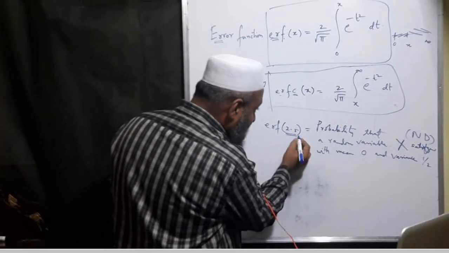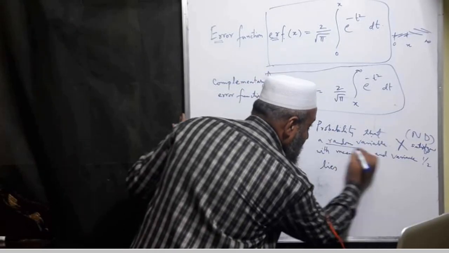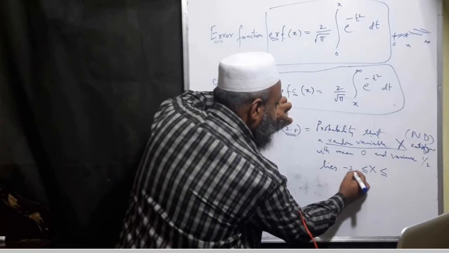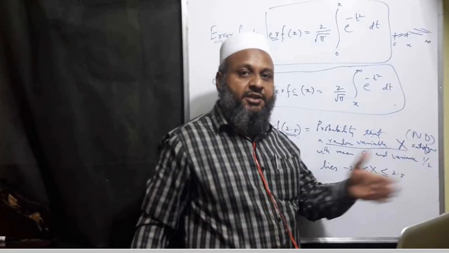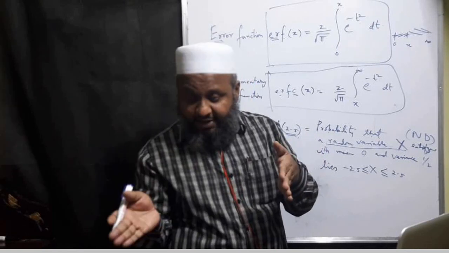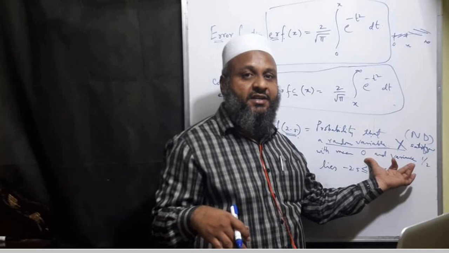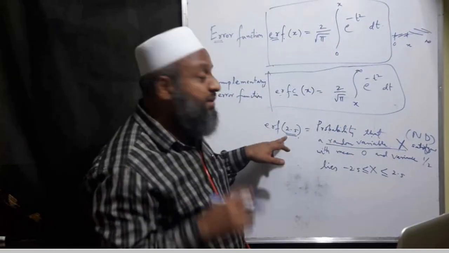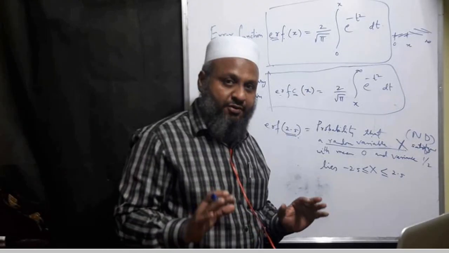this particular 2.5 now, lies between minus 2.5 and plus 2.5. If X is satisfying a normal distribution, then X may be lying between minus infinity and plus infinity. What is the probability that it will lie between minus 2.5 and plus 2.5 under the assumption that the mean is 0 and variance is half? That complete value of the probability is given by the error function at 2.5. I hope you understood this point.